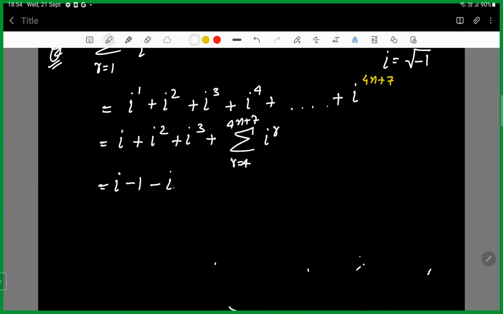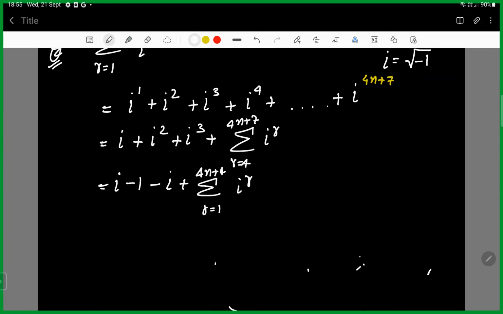Minus i, right? Plus, again, we know that if it is a factor, i to the power of 4n is always equal to how much? Okay. So can we write this as summation of r is equal to 1, just see this, to the power of 4n plus 4, i to the power of r? Can we write like this?